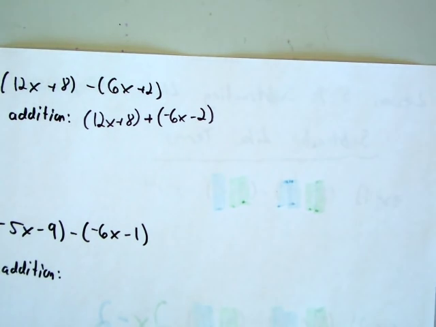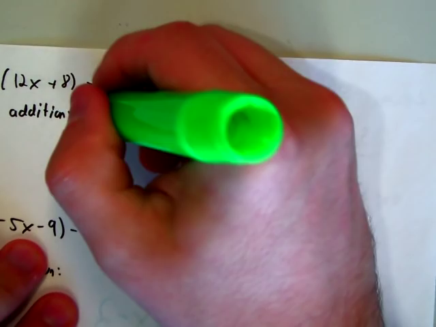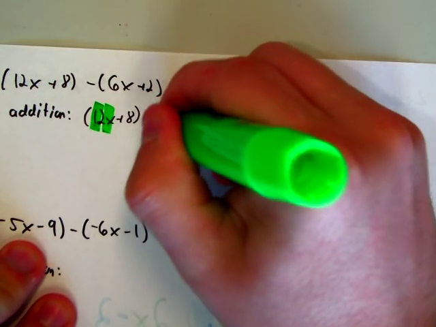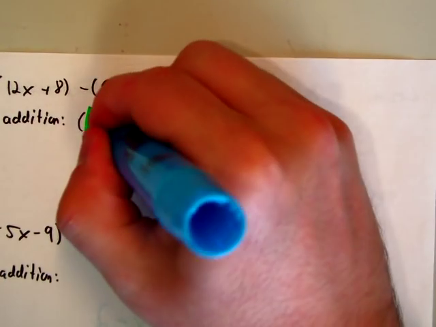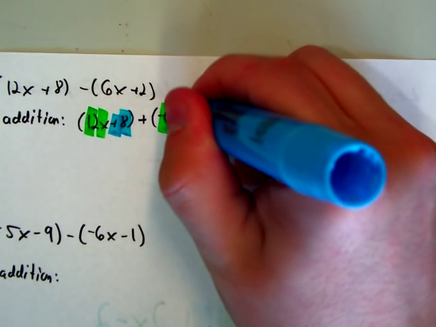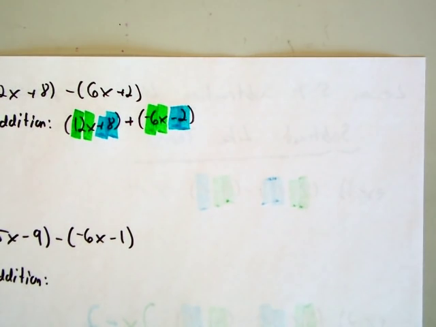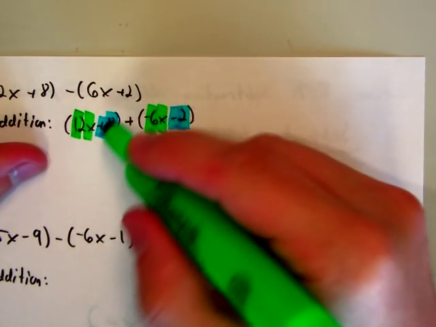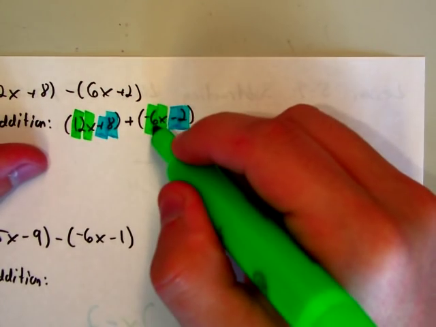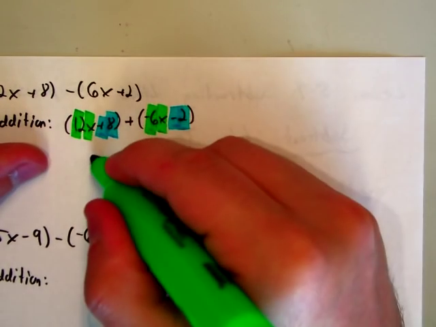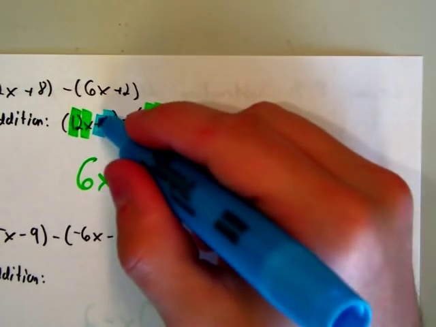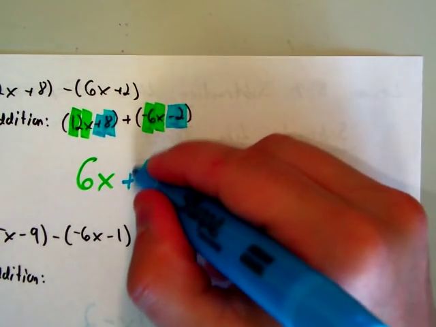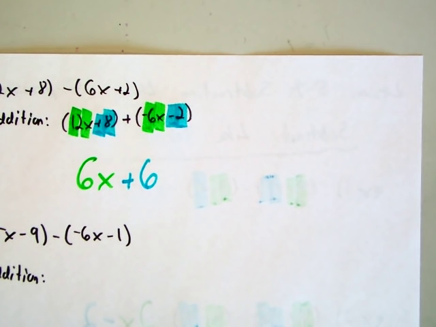So now that we have this rewritten with addition, we can go ahead and highlight our like terms. 12x and negative 6x are like terms, and then an 8 and minus 2 are like terms. So now I can simply add these together. A 12x plus negative 6x is 6x, and 8 plus negative 2 is 6.